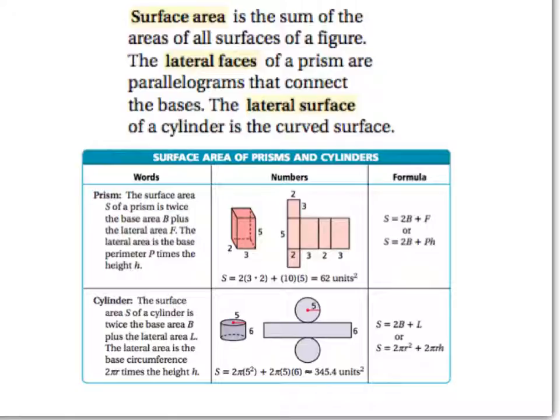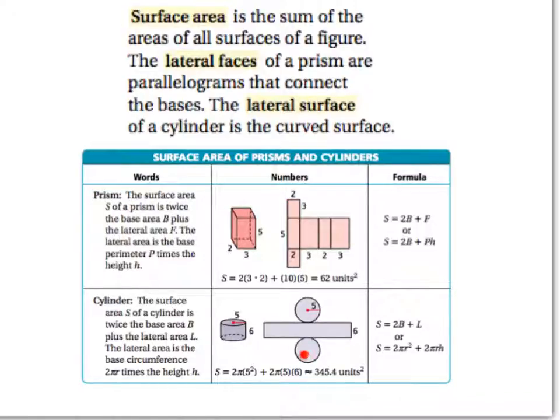Lateral faces are these four right here. Okay, these four are what connect the bases together. Because what are these four? It's these four sides that go around. So when they say lateral faces, they're talking about what is the height? What is connecting the two bases together? This is one base. This is one base. So these are the lateral faces.